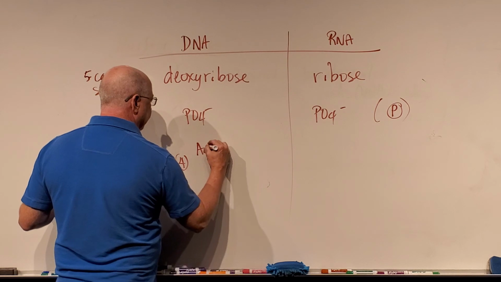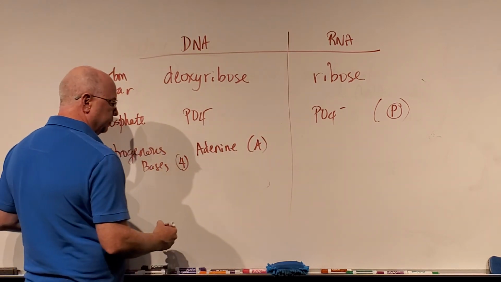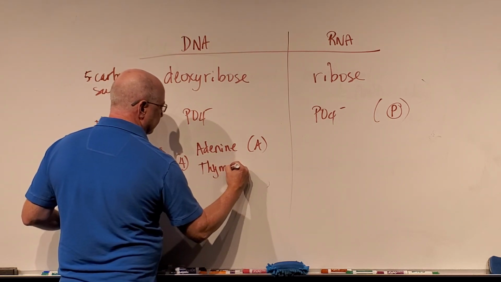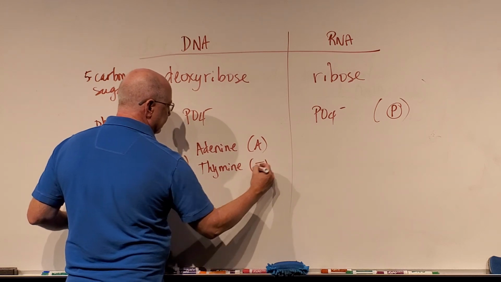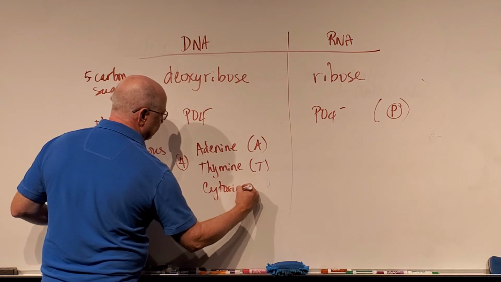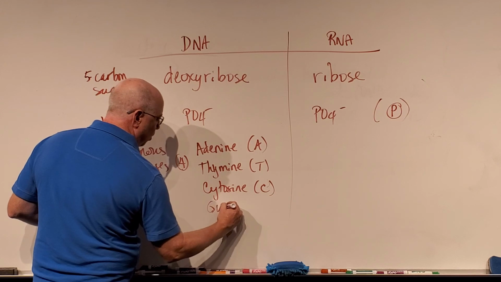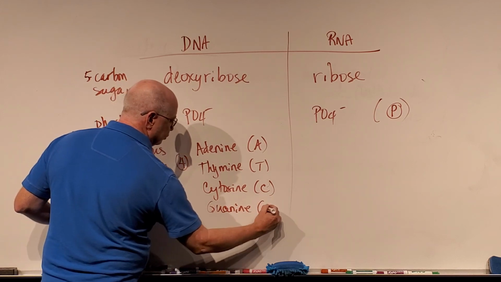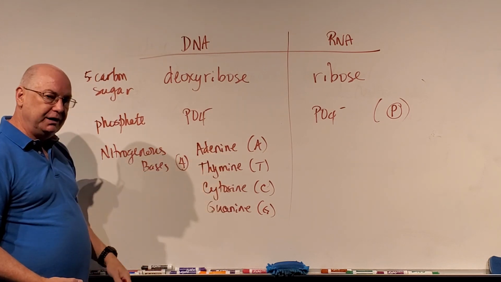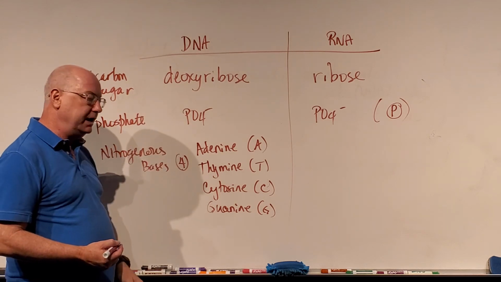One is called adenine, and it's abbreviated with the letter A. One's called thymine. It's abbreviated with the letter T. Another one is called cytosine, abbreviated with the letter C. And the last one is called guanine, which is abbreviated with the letter G. These are the 4 different nitrogenous bases that can be found in one of the 4 different nucleotides that make up a molecule of DNA.